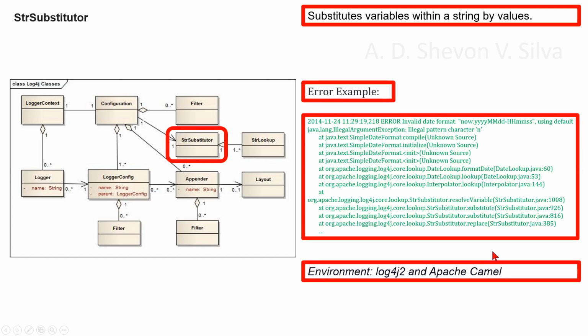As an error example, we can consider this occurring in the environment with Log4j2 and Apache Camel. Error invalid date format now:YYYYMMdd-hhmmss using default. java.lang.IllegalArgumentException: Illegal pattern character, and so on. Then org.apache.logging.log4j.core.lookup.StrSubstitutor.resolveVariable, and so on.